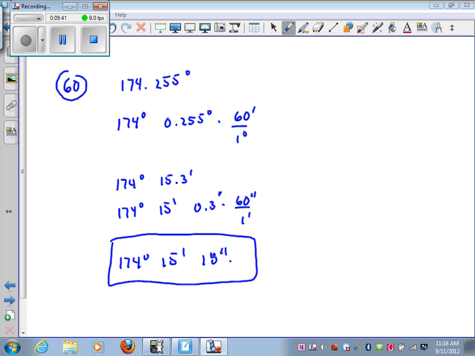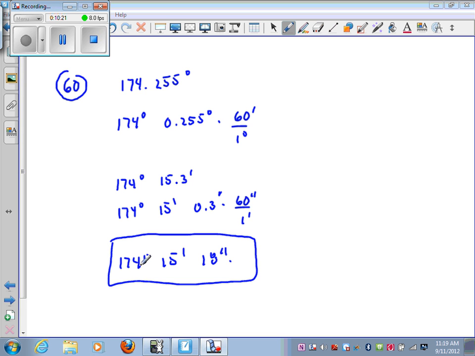Now, I forgot to turn this back on, but I did 60. And this is turning this decimal degree into degrees, minutes, and seconds. So what you have to do is, first of all, take this decimal part and then do 60 minutes per 1 degree, and that'd get you 15.3. And then you would take the decimal part of that minute, and then do 60 seconds per 1 minute, and when you multiply that, that's 18. So that's how you get that.